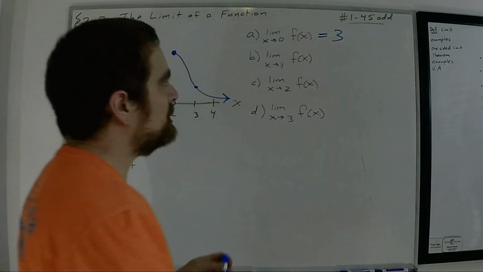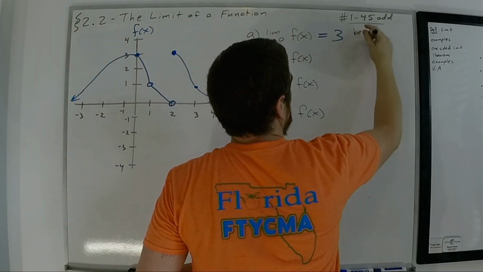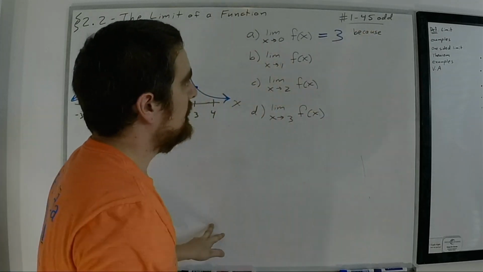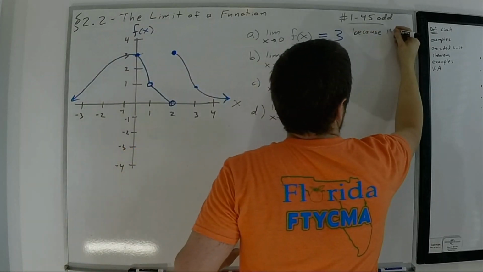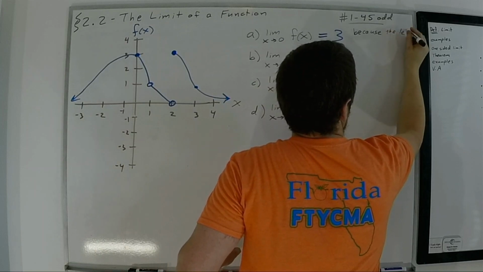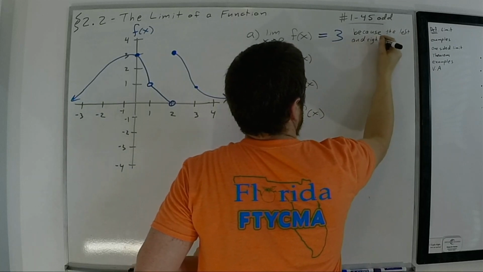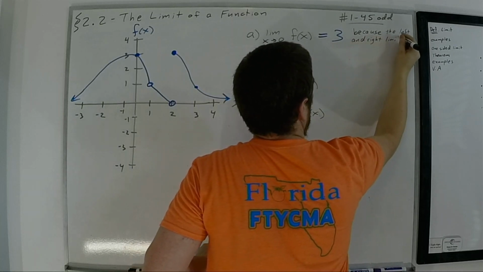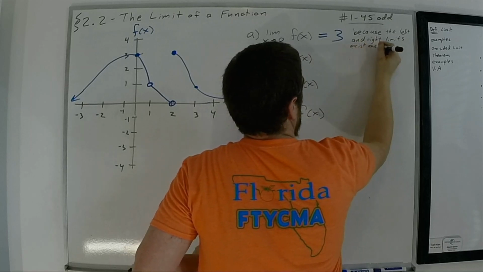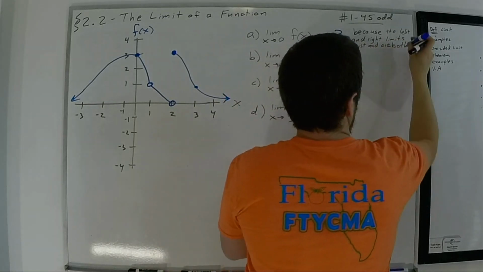And there's a very specific reasoning for that, and I won't do this for every one. I'm just going to say because the left and right limits exist and are both 3.